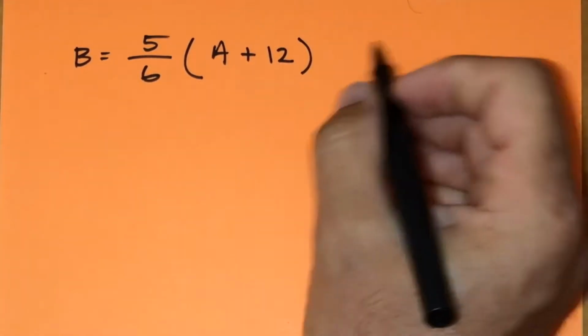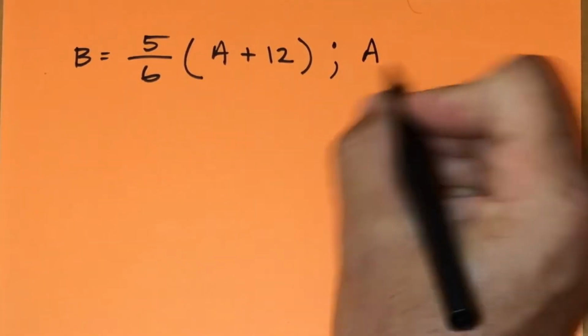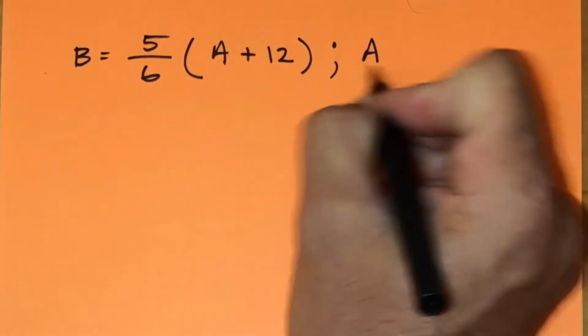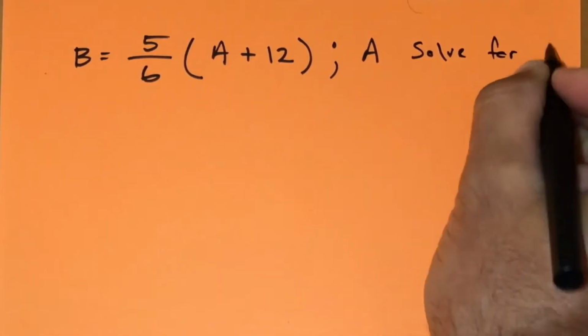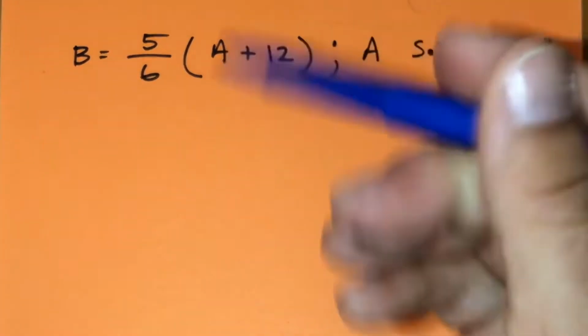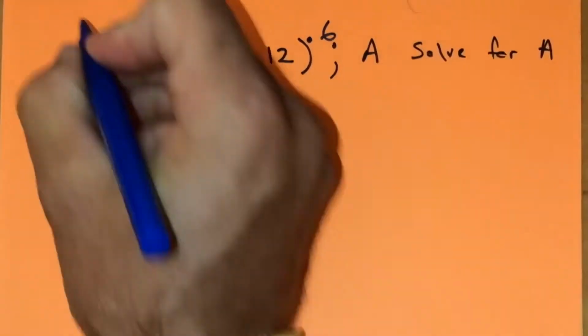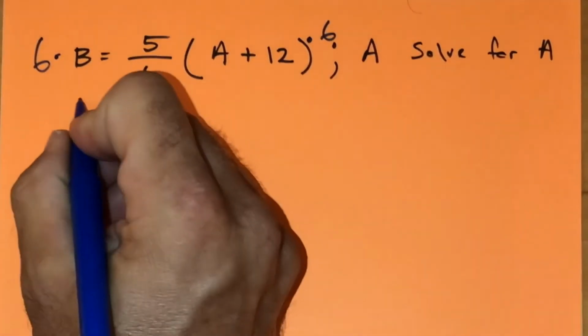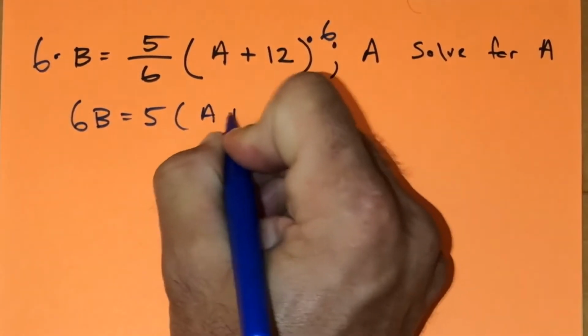Okay, and they want us to get a by itself. So if they give you the formula, they want you to solve for a. They may just say, again, solve for a. So let's do that. First thing I want to do is get rid of this fraction by multiplying both sides by 6. End up with 6b is equal to 5a plus 12.